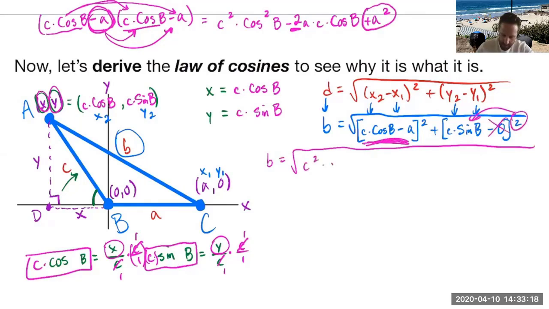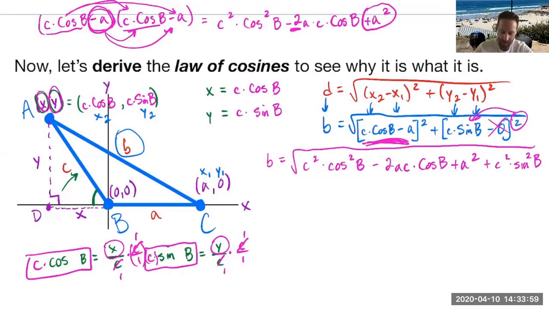And that is what this whole thing happens to be. C squared times cosine squared b minus 2ac times the cosine of b plus a squared. And that, unfortunately, is the ugliest part of this mess. But we also have the c sine b minus 0 squared. And since that is subtracting by 0, we will just square that and get plus c squared times the sine squared of angle b.